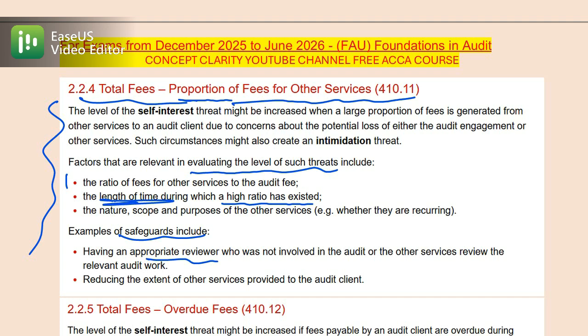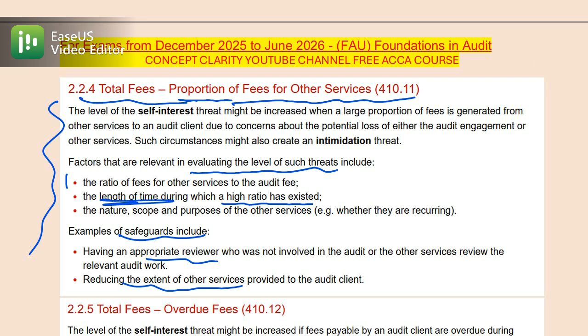Another safeguard is to reduce the extent of non-audit services you provide to that client. So in simple words, don't let one client dominate your firm's income. Spread your services across different clients to stay independent. And this is very important.